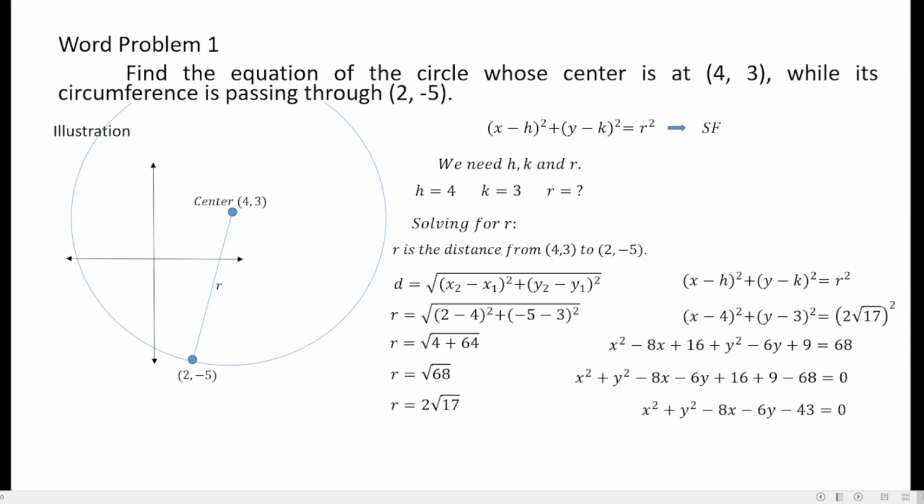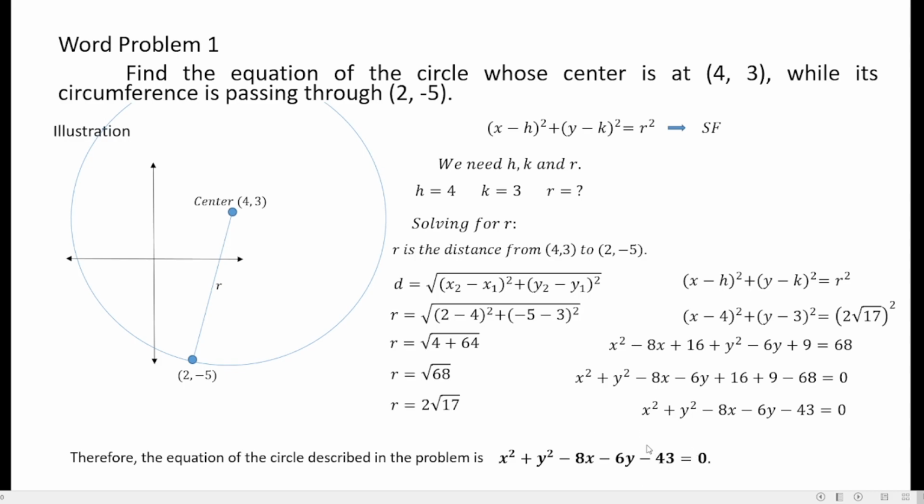So from here, you will now come up with x squared plus y squared minus 8x minus 6y minus 43 equals 0. So always remember, if you're solving a word problem, your final answer must be in a complete sentence. So therefore, the equation of the circle described in the problem is x squared plus y squared minus 8x minus 6y minus 43 equals 0.